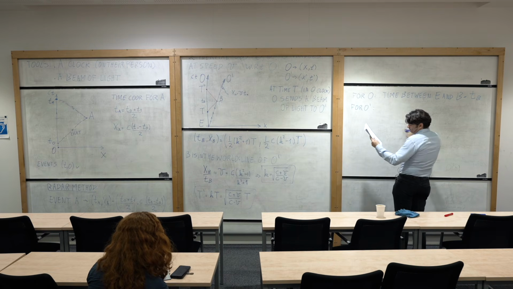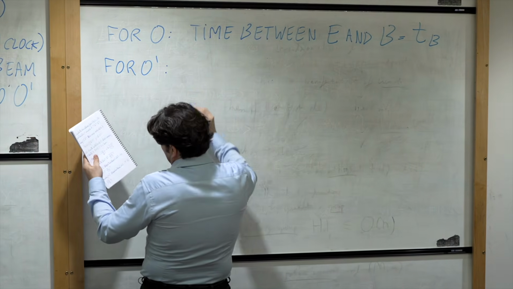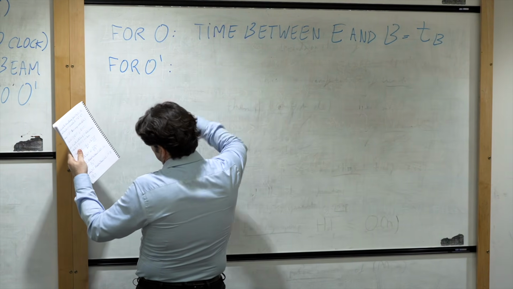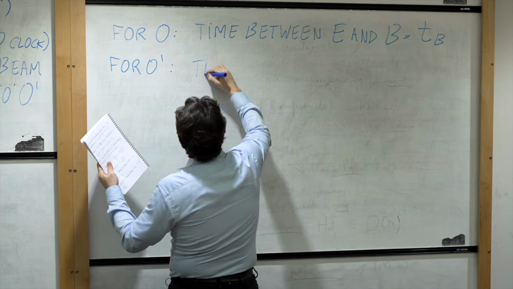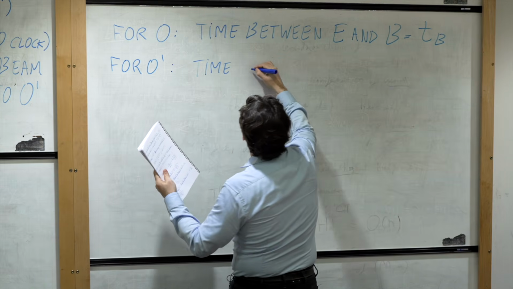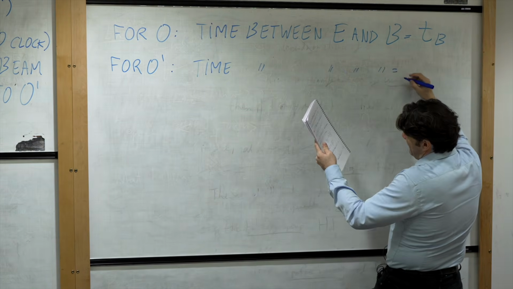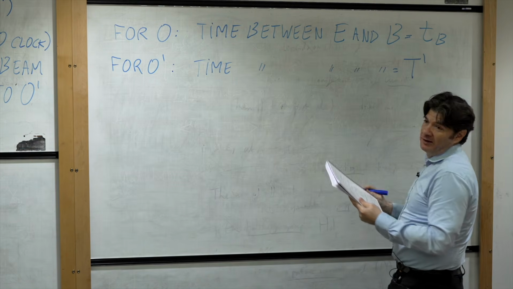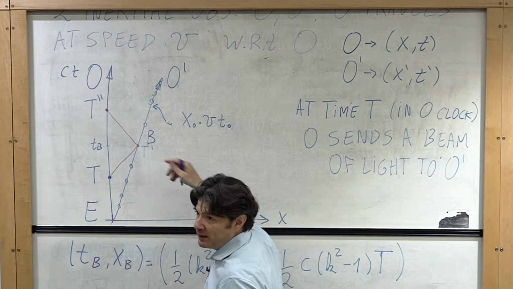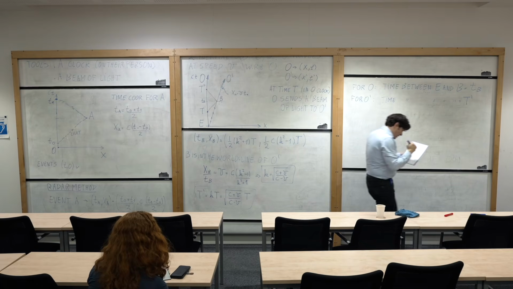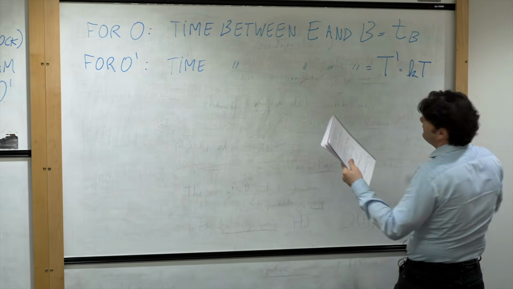Now for O prime, we will say, well, let's say that she says that the time elapsed between E and B, sorry, that means the same as above, is actually T prime, okay? Because T prime is, we said, the time when she receives this laser beam, which is K times T.